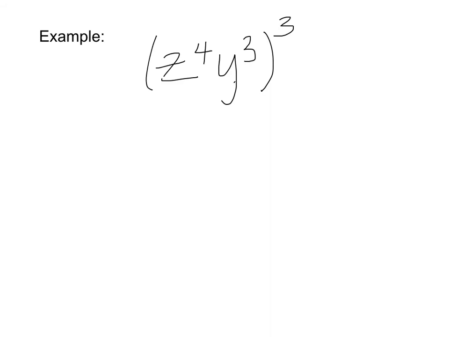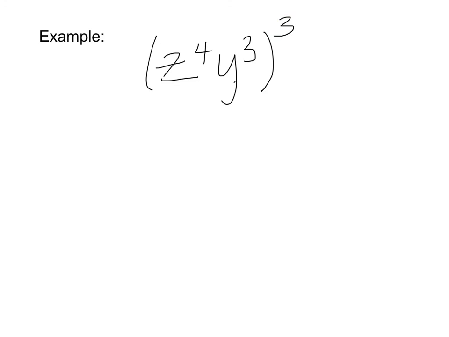Our next example, we are raising to a power here. This is the quantity of 7 to the 4th times y to the 3rd raised to the 3rd power. And notice the way I'm saying raised to the 3rd power. When we're talking about a quantity with an exponent, we say raised to the blank power. So this is raised to the 3rd power.